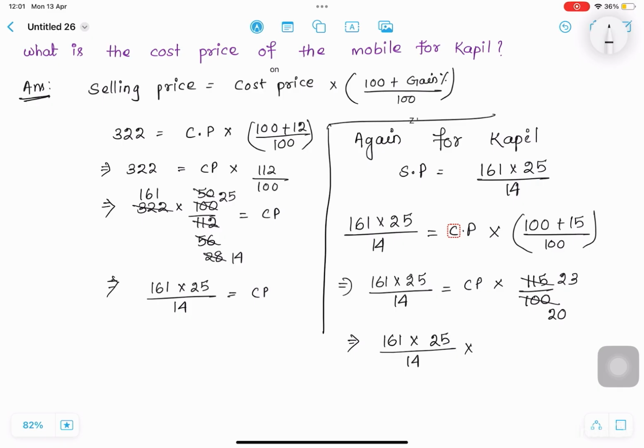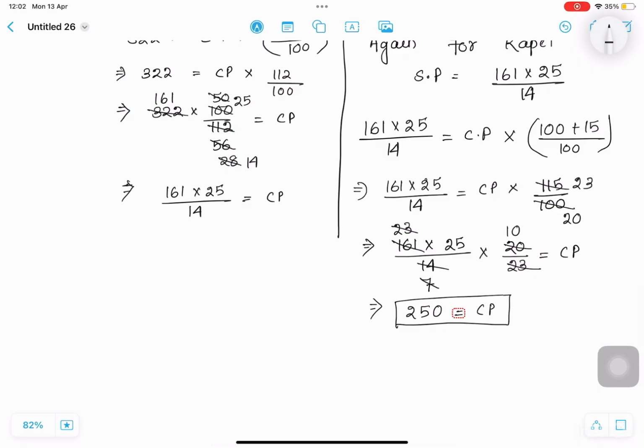Then here 20 by 23 equal to CP. Then with 2 we can cut 2 into 7, 2 into 10 is 20. Then 7 if we cut, this is 23, 23 cancel out. So 25 into 10 is 250, that is the cost price. So our answer for this one is 250.